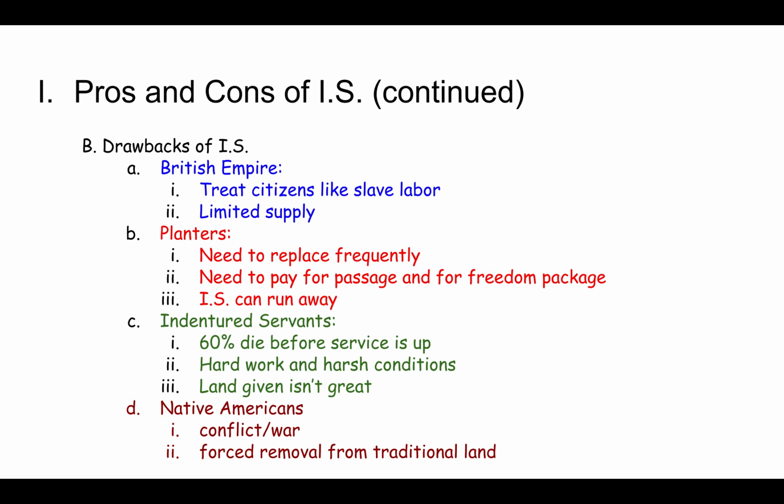And Roman numeral 2, forced removal from traditional land. So native people, let's use the Powhatan as an example, were being forced to move off their land because of a desire for tobacco and also a desire to give land as a freedom due to former indentured servants. Roman numeral 2, end of indentured servitude. So how it came to an end.